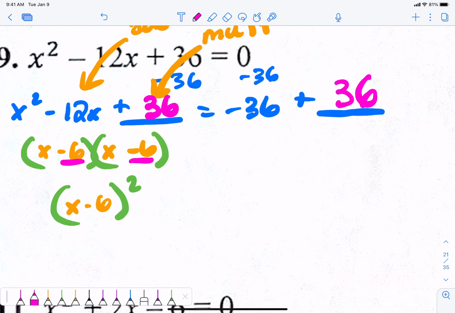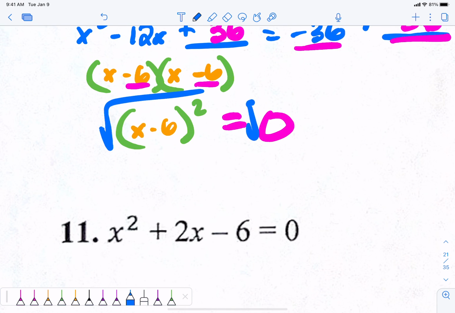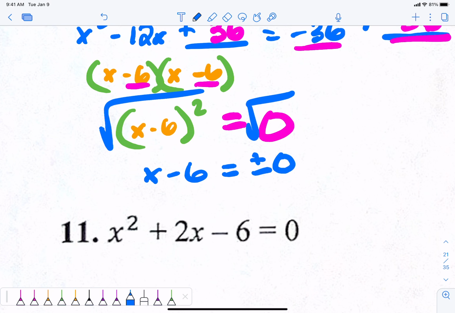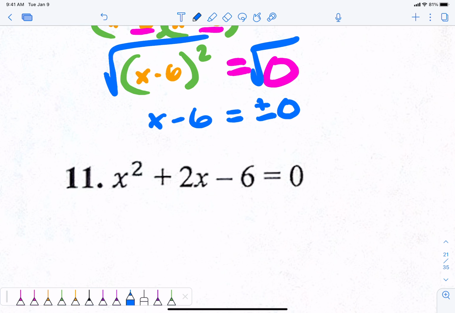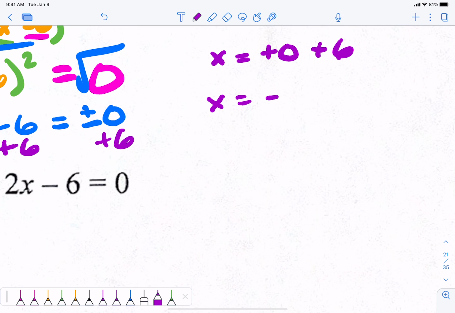Zero on the end, though. Okay, now here's the deal. Negative 36 plus 36 is 0, right? That's kind of weird. Okay, so let's keep going. Take the square root, take the square root, right? X minus 6 equals plus and minus the square root of 0. What's the square root of 0? 0. Okay? So we're going to add the 6 to the other side, right? So we really have two answers, kind of. We have positive 0 plus 6, and we have negative 0 plus 6, right? So it'd be negative 6 and positive 6.